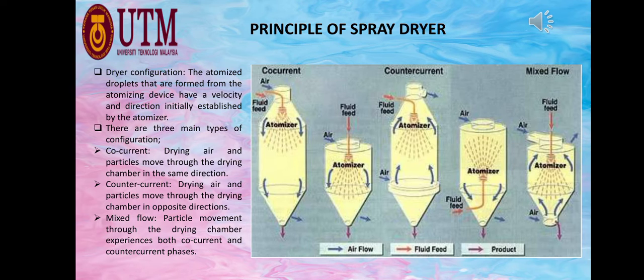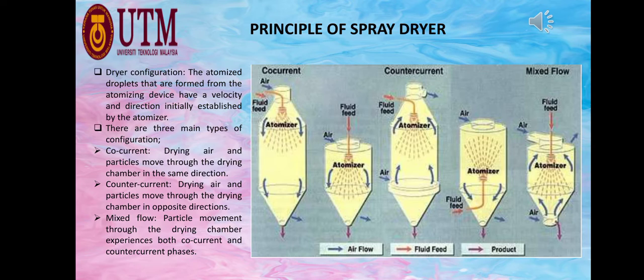So the atomized droplets, which are formed from the atomizing device, have a velocity and direction initially established by the atomizer. It is necessary for the heated gas to mix with the cloud of droplets, then begin vaporization and influence the movement of the droplets inside the dryer so that they can dry sufficiently and do not stick on contact with the dryer walls. This is accomplished by placing the atomizer in or adjacent to a properly designed air disperser.